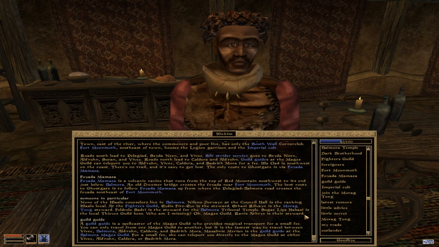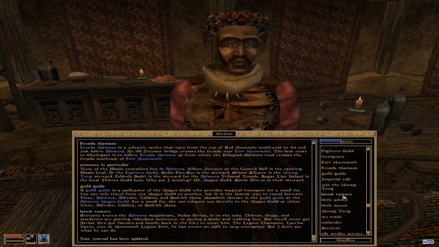Guild Guide is the spellcaster of the Mages Guild who provides magical transport for a small fee. You can only travel from one Mages Guild to another, but it is the fastest way to travel between Vivec, Balmora, Ald'ruhn, Caldera, and Sadrith Mora. Masalinie Merian is a guild guide at Balmora's Mages Guild. For a small fee, she can teleport you directly to the Mages Guild at either Vivec, Ald'ruhn, Caldera, or Sadrith Mora. Okay.